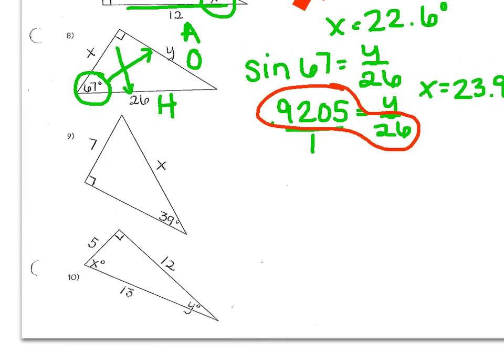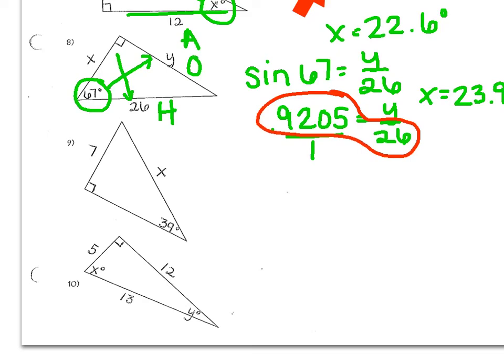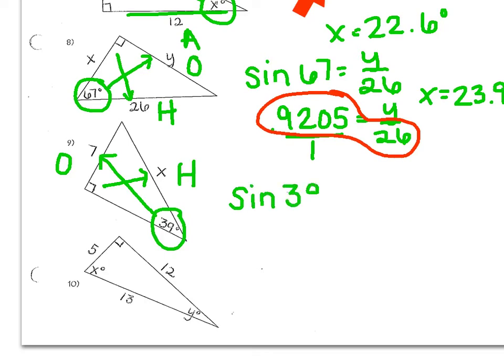Number 9, I'm looking for x. I would always start these, if you're not sure which trig ratio you're using, start with your angle. And then ask yourself, what do you have and what do you need? What do I have? I have the opposite, because it's across from the angle. I need the hypotenuse. So whatever you have and whatever you need, those are the two that you're going to use to write your trig ratio. So that's O and H, that's sine again. So I'm going to say sine of 39 equals 7 over the hypotenuse, which is x.